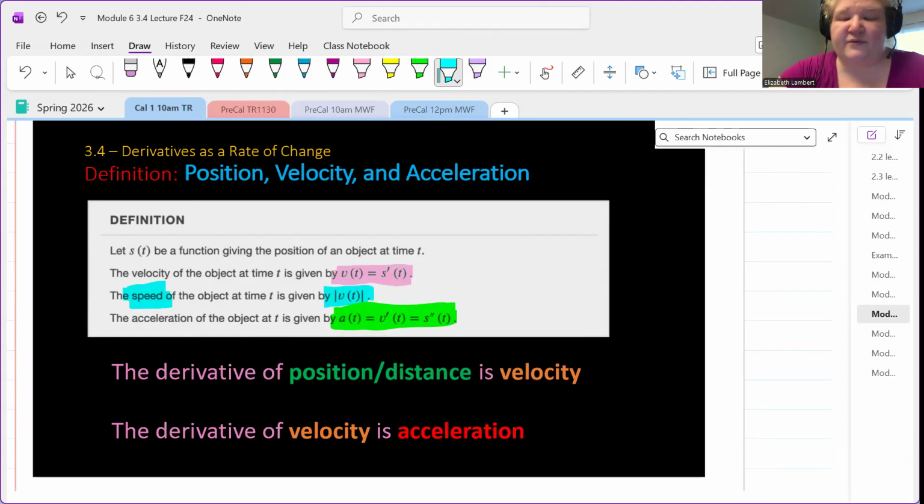So the speed of an object is given by the absolute value of the velocity function. So speed is always positive. Velocity actually has direction attached to it. Positive velocity is assumed to be moving forward. Negative velocity is assumed to be moving backwards. But the speed you are going is the absolute value of the velocity.